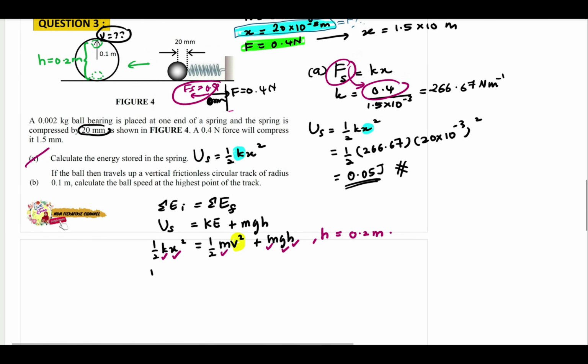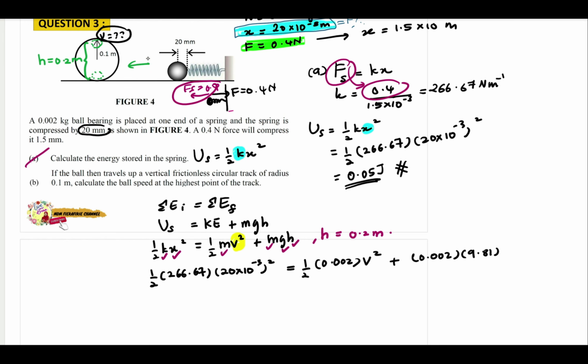So half, K tadi kita dah dapat 266.67 and X is, the compression is 20 millimeter. Okay, and then the object is moving. The mass of the object is 0.002. Okay, and V kita nak cari plus the mass is 0.002 times 9.81 and the height is 0.2.